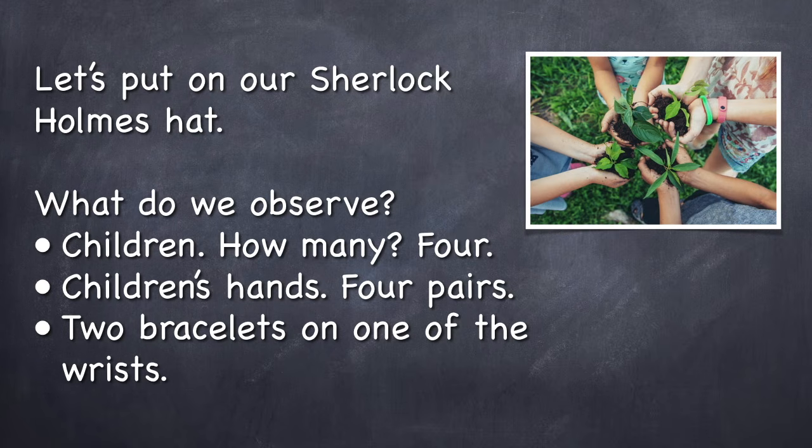So number one, in this image we have children. Now how many children? We have four children. We have 4 pairs of children's hands. We also have 2 bracelets on one of the wrists. And these are just the basics. Okay, these are some of the human and some of the non-human elements.